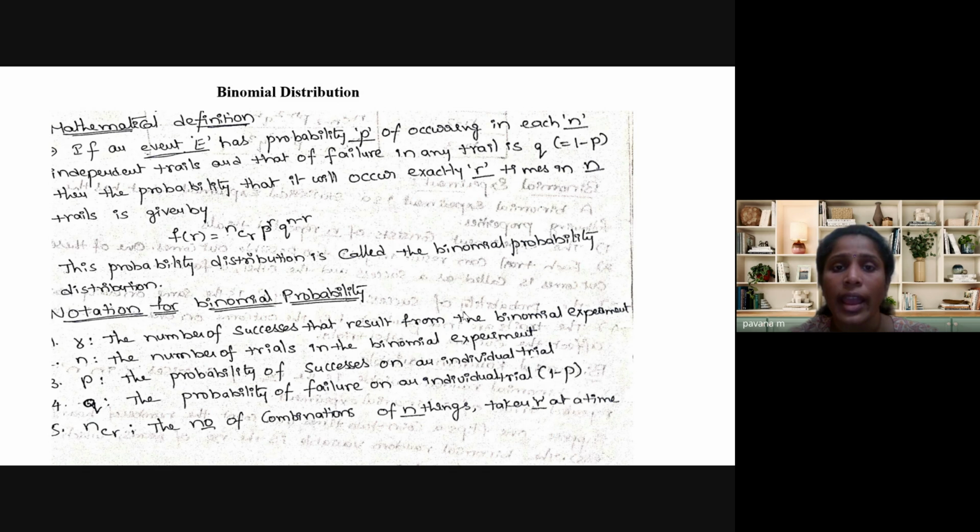p means you are calculating on individual trials, and r means you are calculating that value on the whole set of trials, that means 10 times. What is the success rate? p means on an individual trial, what is the success rate? And q is also on an individual trial, what is the failure rate? So q is equal to 1 minus p. nCr is equal to the number of combinations of n things taken r at a time.